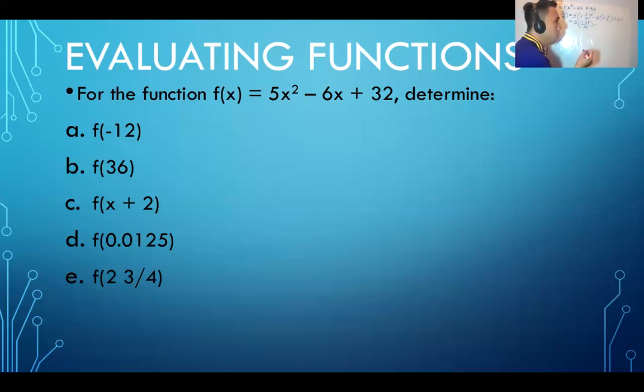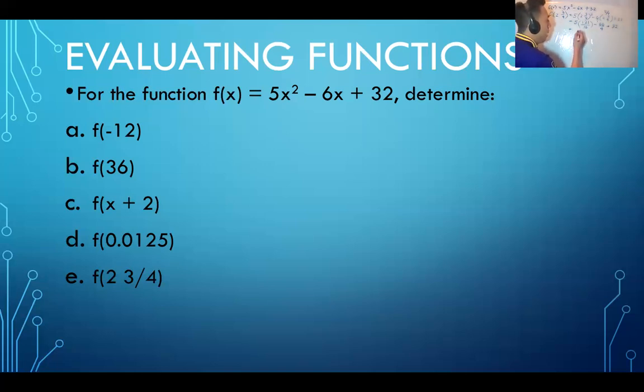Now, how can we do it again here? Ano ang ating improper form ng 2 and 3/4? We have 11 over 4. So we can just multiply it. 6 times 11, that is 66, over, we have 1 here, the denominator is 1, so 1 times 4, 4, plus 32. Okay? Again, you need to listen well. That's my only advice. Okay?